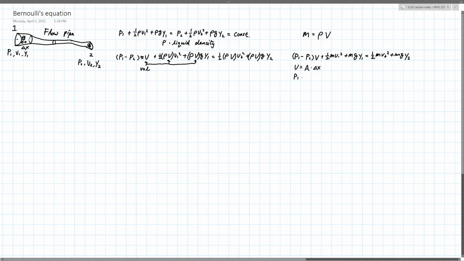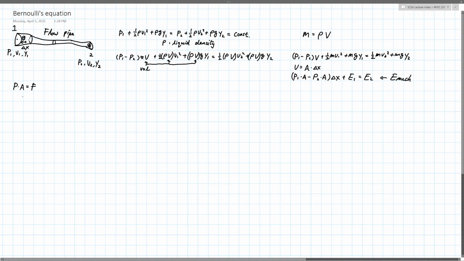That turns this into P1 area minus P2 area, times delta x, right? Volume gets replaced. And plus, I'll just write mechanical energy 1, and this is mechanical energy 2. All right, so pressure times area, what exactly is that? Pressure times area should be equal to force, right? Pressure is force per area, so pressure times area is equal to force.